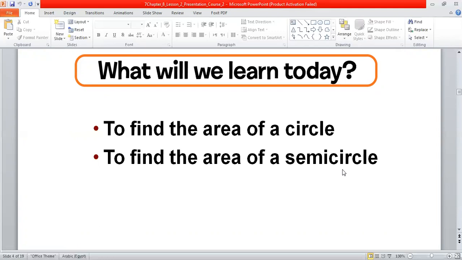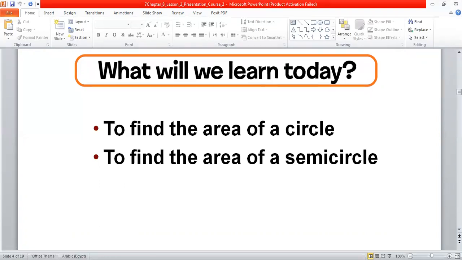So today we need to learn two main points. The first one: you need to learn the area of the circle and the area of the semicircle.